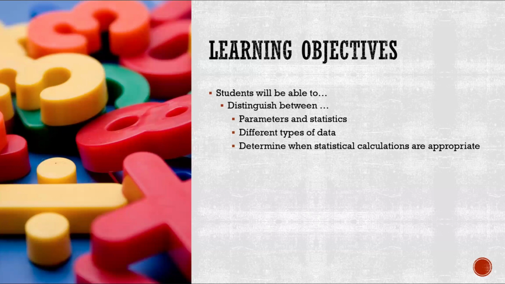The next section is less random, but it's a little tricky. We're going to learn about the different types of data, which also is about the different types of measurements. So let's think a little bit about this, right? We're going to distinguish between parameters and statistics, different types of data, and determine when particular statistical calculations are appropriate to do.